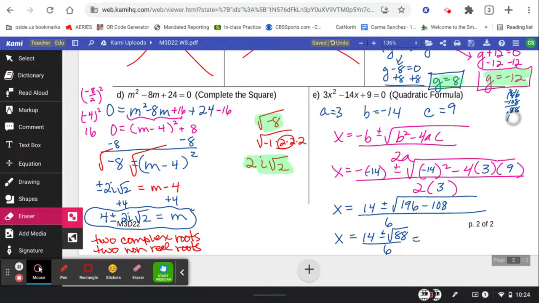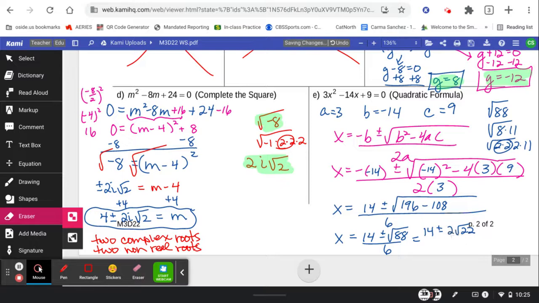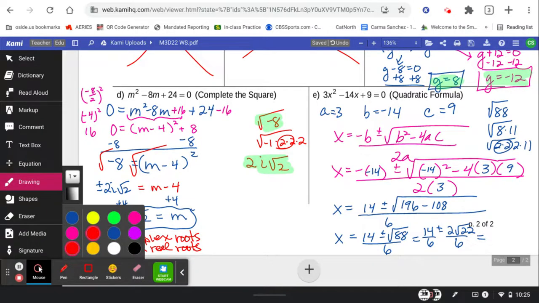A root 88 breaks down into 8 times 11, or 2 times 2 times 2 times 11. So a 2 comes out and a 22 stays under. And remember, you can leave it as one happy fraction or split it up like this. Final answer, 2 goes into everything, is 7/3 plus or minus root 22 over 3.